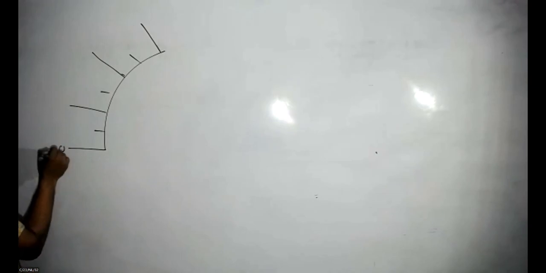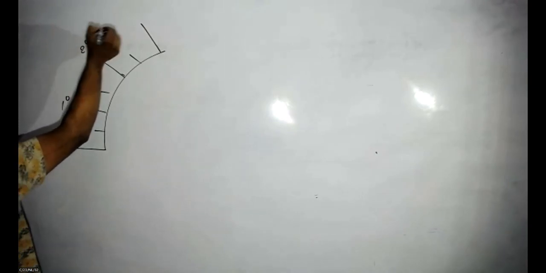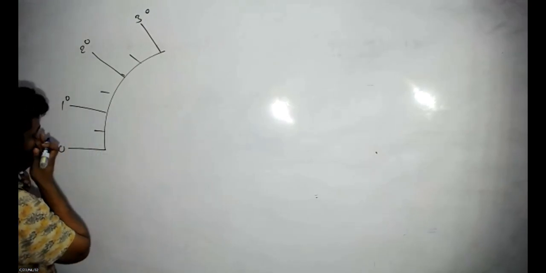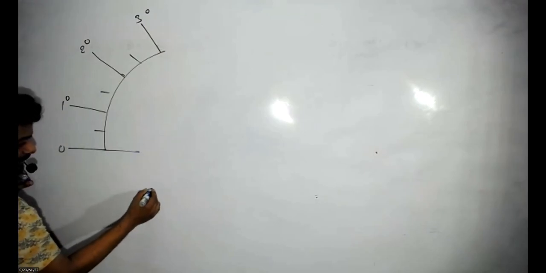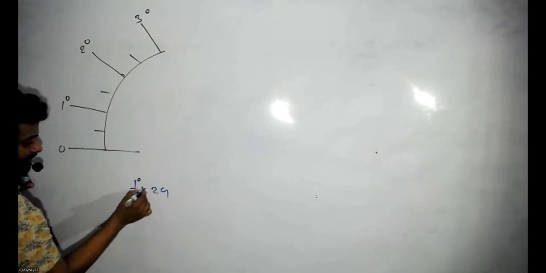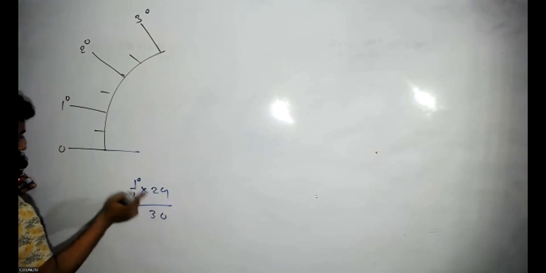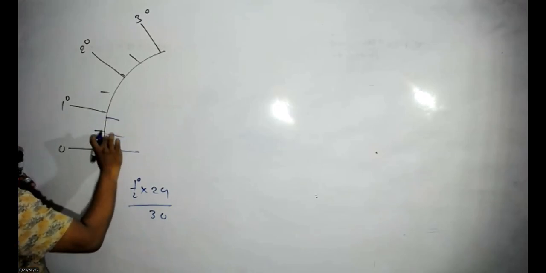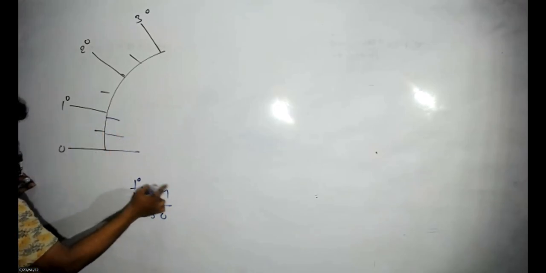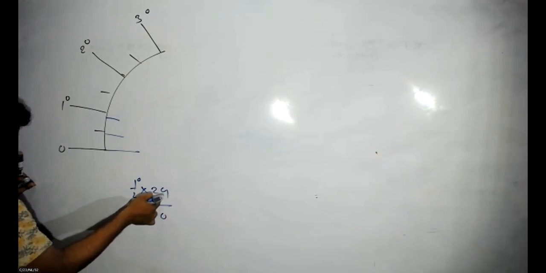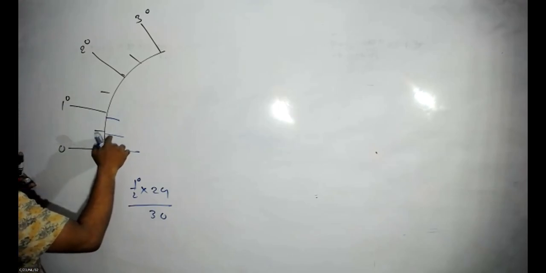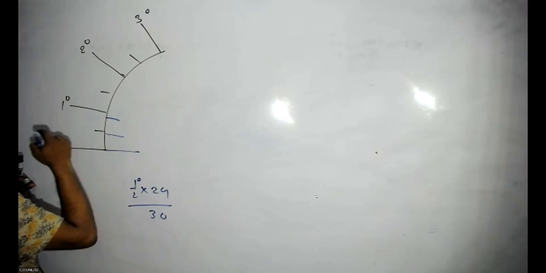This main scale is calibrated in half degrees: 0, first degree, then second degree, this one is the third degree. Then the scale is divided into 29 half degree divisions divided into 30. That is, the angle of a vernier division should be less than the angle of a main scale division. Why? Because here 29 divisions are divided into 30, no? Therefore, the angle of a vernier division should be less than the angle of a main scale division.